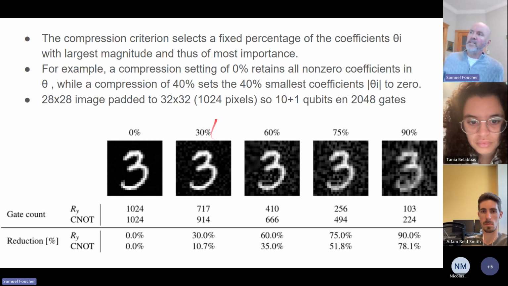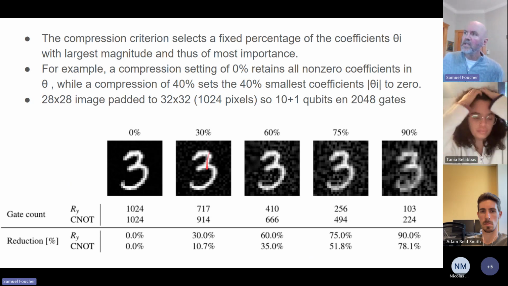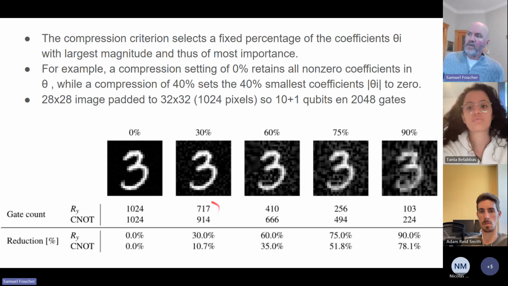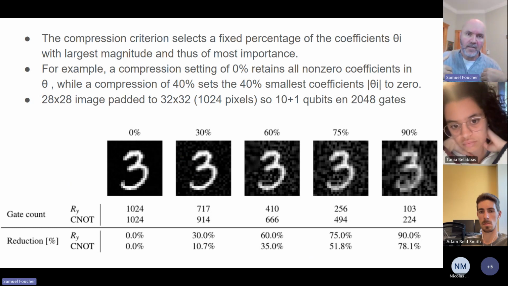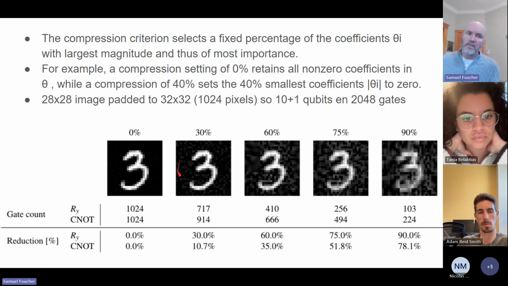So what they did is that they apply different levels of compression. So we remove 30% of the lowest grayscale values. And you see there's really a strong reduction in the number of gates here, about 40% reduction, but you'd get noise. So they encoded and they reconstructed the image after the encoding. So what you see here is the result of the reconstruction of the image.